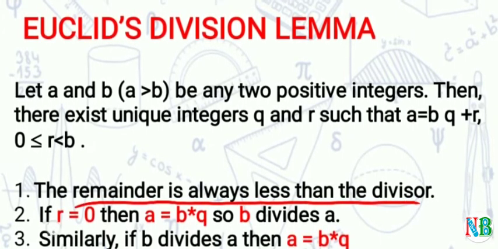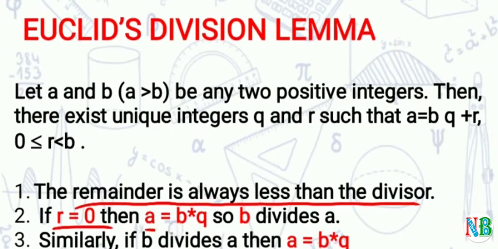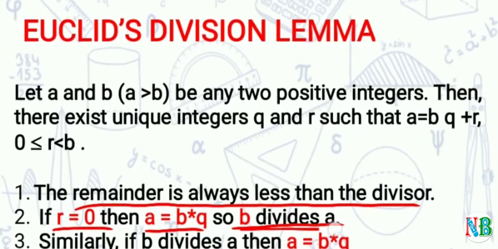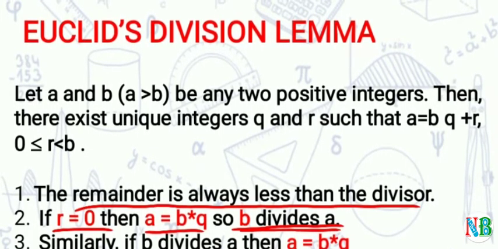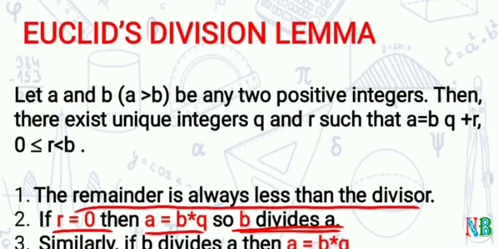If r equals 0, then a = b*q, which means b divides a. Similarly, if b divides a, then a = b*q.